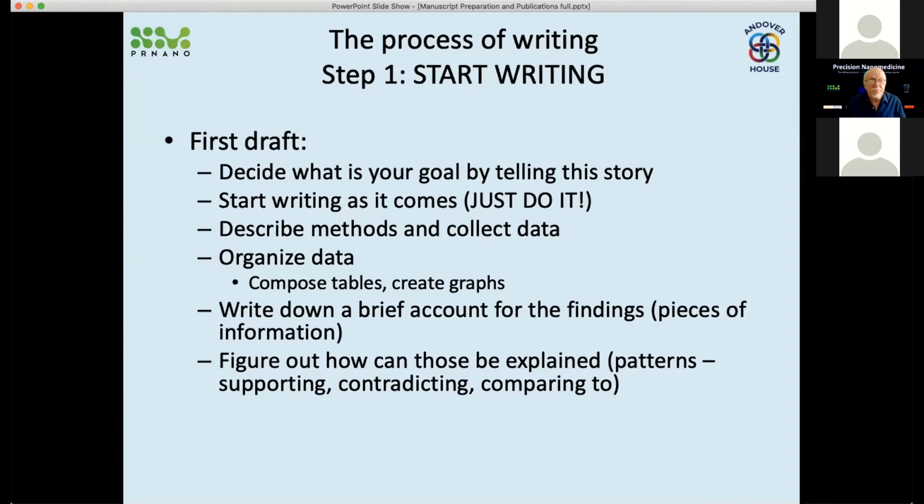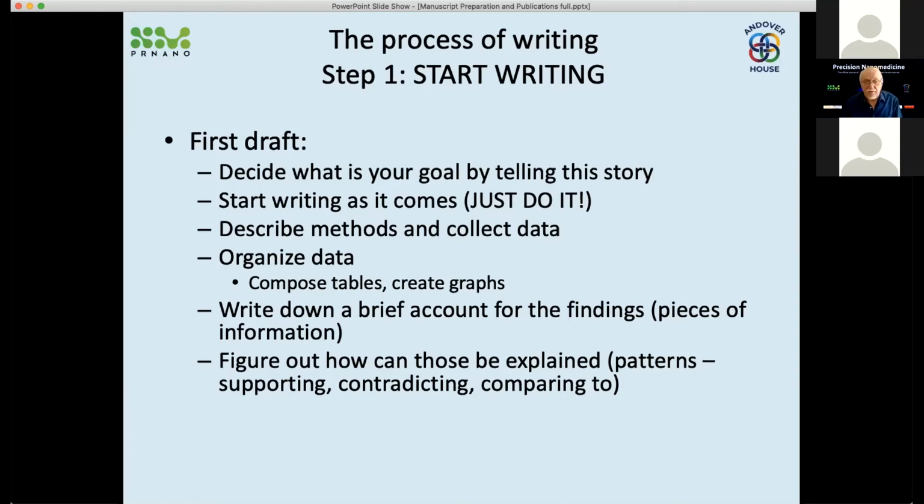collect and organize data. Compose tables, create graphs. There are ways to focus on whether you want to compare things, contrast things, whether you have many numbers or trends you want to show. And write down a brief account of the findings.